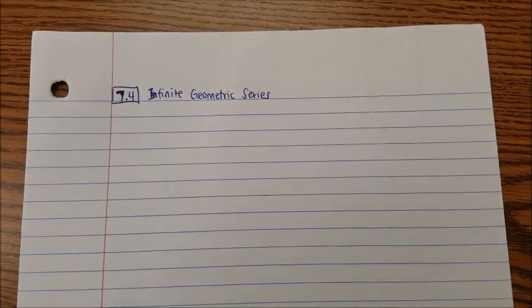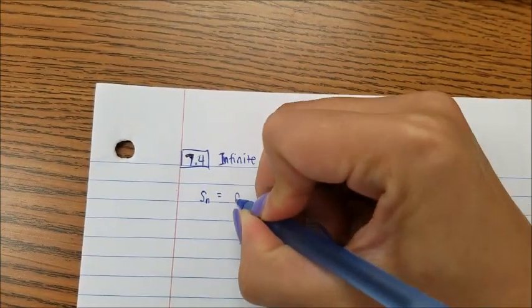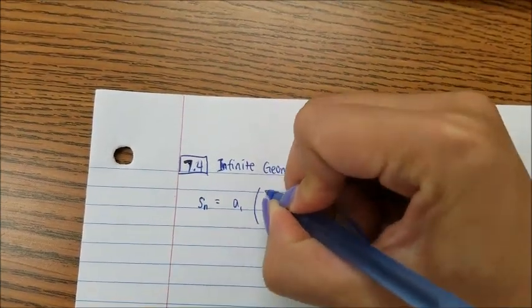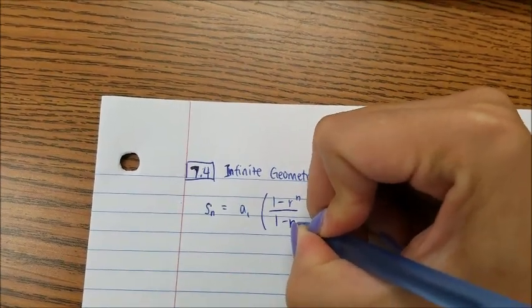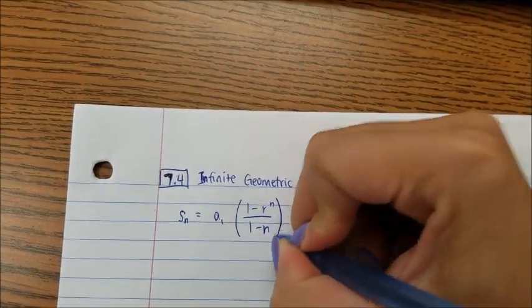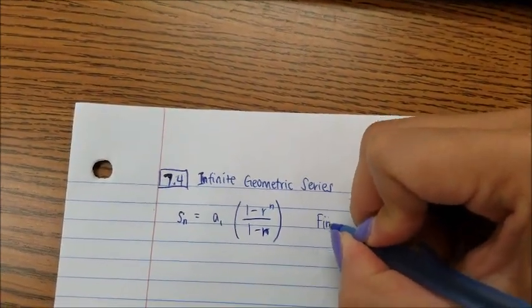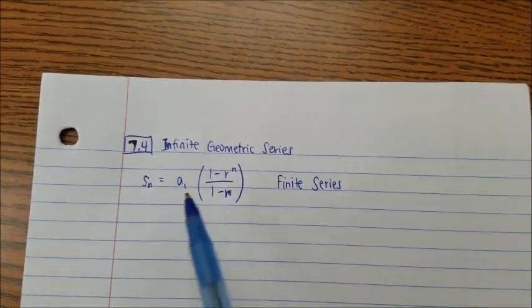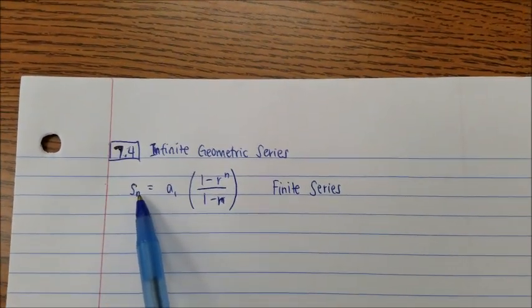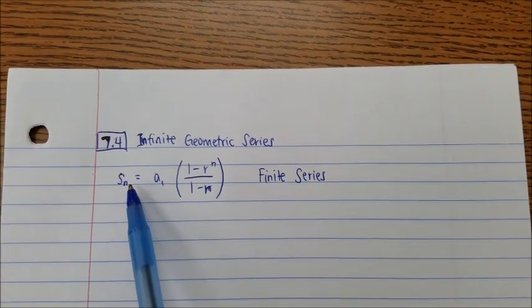The series formula that we did there, where we had S_n equals a_1 and then big parentheses, all that fun stuff. Oops, that's r. That's an r. That formula was for finite series, meaning we were adding up a set number of numbers. So whatever n was, that's how many terms we were adding together.